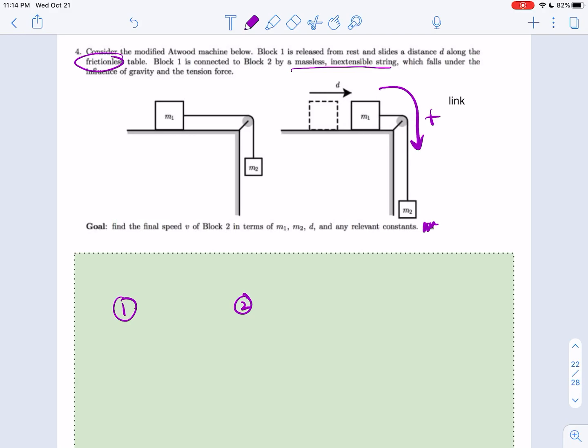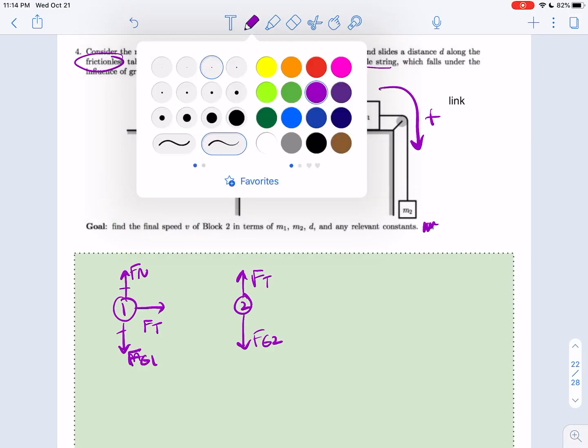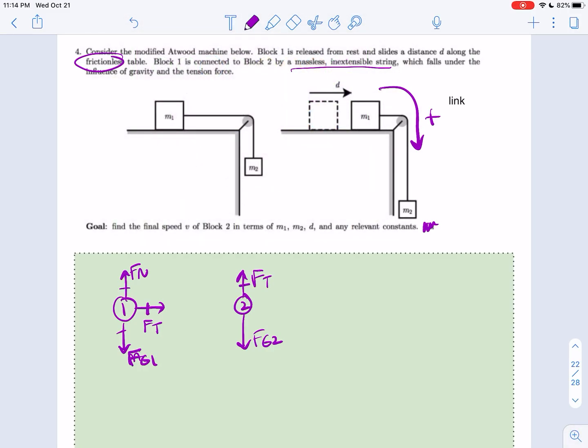Block 1 is going to have the tension. I'll label the gravitational force FG, and FG and FN are equal. Block 2 is going to have FG2 and FT. FT has to be smaller, right, because we know it's going to accelerate.